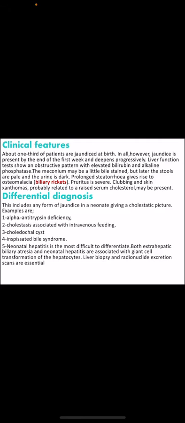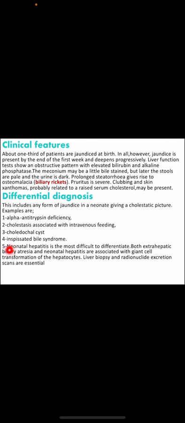The other differential diagnosis is the choledochal cyst. This will be discussed later on, which is one of the congenital anomalies of the biliary tree and leads to jaundice also. The other differential diagnosis is inspissated bile syndrome. The bile will be thick and will cause obstruction to the biliary tree and the common bile duct, and the patient would present with cholestatic jaundice, which looks like extrahepatic biliary atresia.